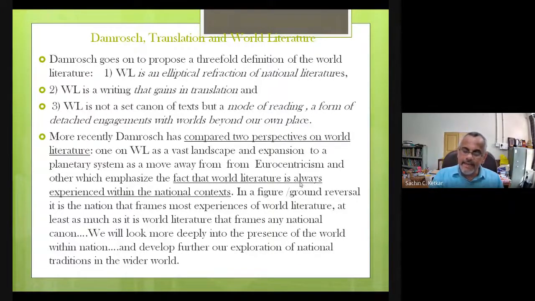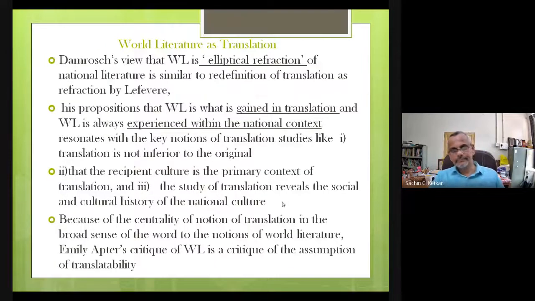So what does it mean when he says world literature is always experienced within national context? He means that Ruskin exists for Gujarati readers only in Gandhi's translation. So it is within the national context that you see world literature. You find Ruskin in Gujarati. Ruskin is not found in English, but Ruskin is found within Gujarati. And he reverses this figure-ground trope to say that nation frames most of the experiences of world literature, and world literature also shapes the reading of nation. This is the explanation to what I was saying.